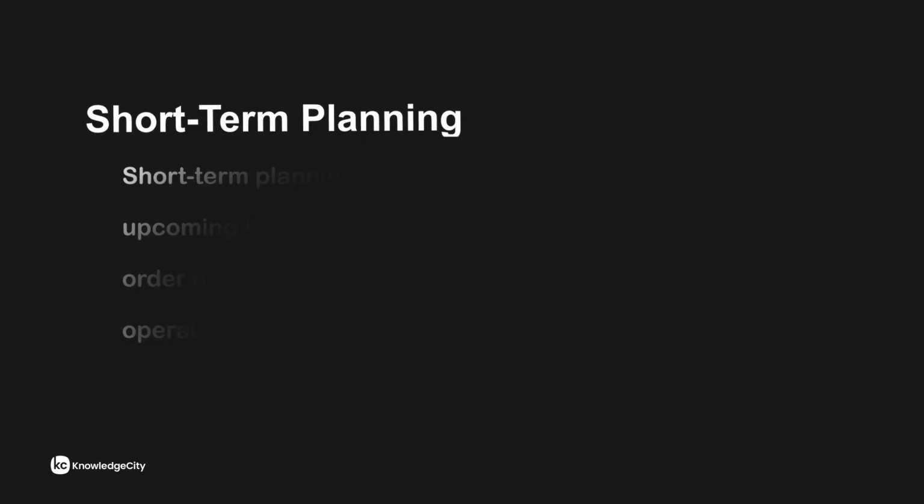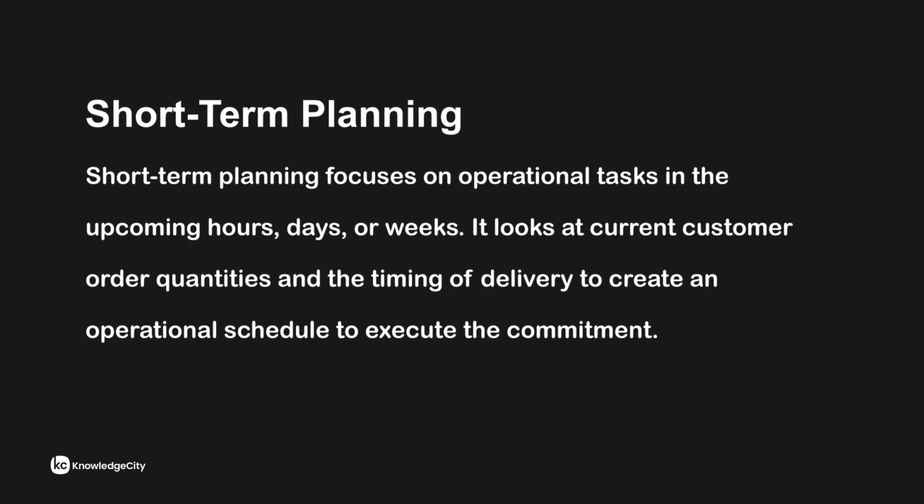For supply chain planning to work well, it is important that you use planning horizons or specific periods designated to define the future operational, tactical, and strategic efforts of the supply chain. Short-term planning focuses on operational tasks in the upcoming hours, days, or weeks. It looks at current customer order quantities and the timing of delivery to create an operational schedule to execute the commitment. Short-term planning requires constant management and flexibility due to changes in overall operation.